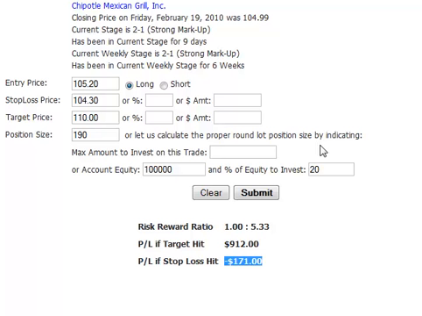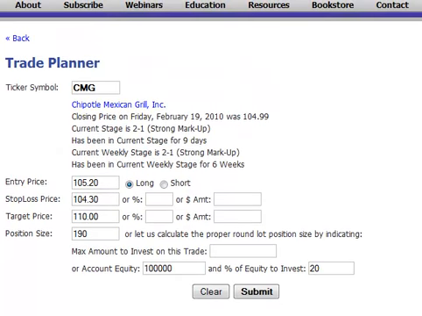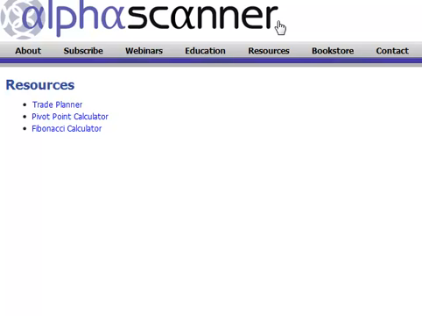So you want to play with that math and ask what is the proper amount you're willing to risk relative to what you think the potential for that trade is. This is a free tool available at alphascanner.com. You can find it under the resources page, and that's where we also have the pivot point calculator and the Fibonacci calculator, which are both free. These are tools that can help you in looking for what is a good trade.